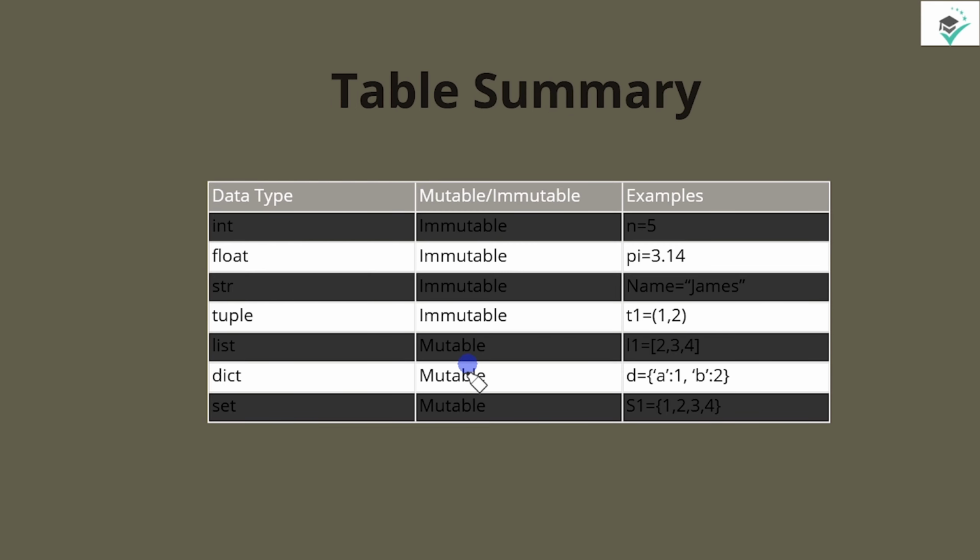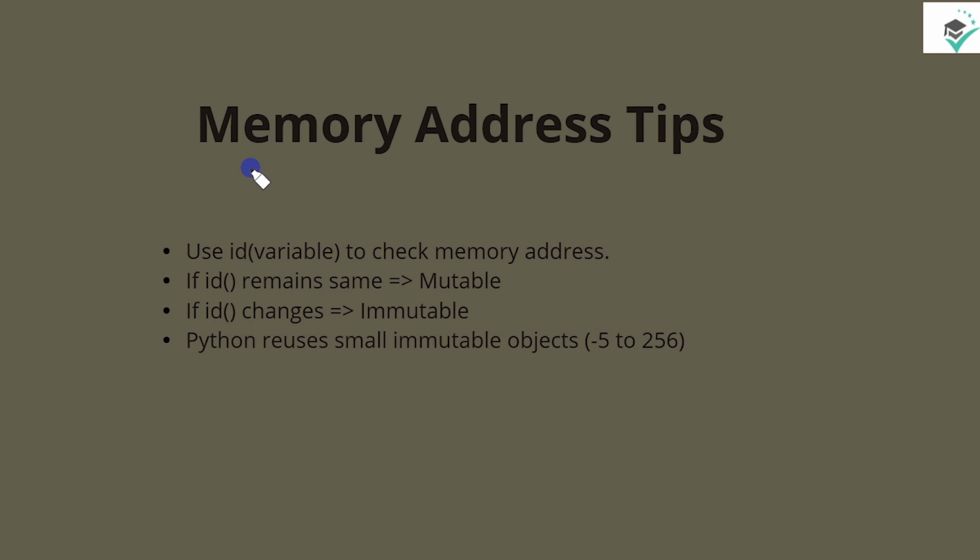Here is a table summary which says which data type belongs to which category, with a simple example of each. We can say int, float, strings, tuple all belong to the immutable category. List, dictionaries and sets belong to the mutable type. Going ahead with memory address tips, we can use the id function to check the memory address of a given variable. If the id remains the same, it belongs to the mutable type, and if the id, that means the memory address, changes, then it belongs to the immutable type.